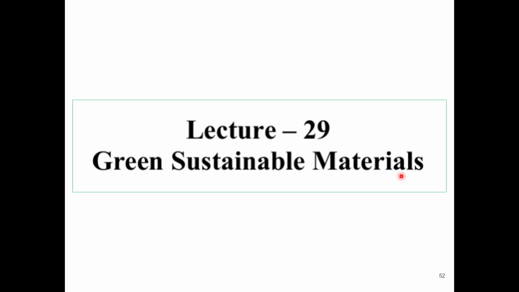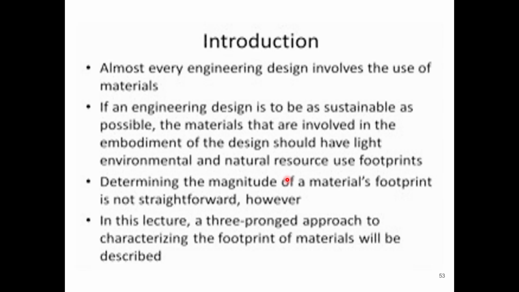Now let us go to the next lecture, which is on green sustainable materials. Almost every engineering design involves the use of materials. If an engineering design is to be as sustainable as possible, the materials involved in the embodiment of the design should have light environmental and natural resource use footprints. Determining the magnitude of a material's footprint is not straightforward. However, in this lecture, a three-pronged approach to characterizing the footprint of materials will be described.